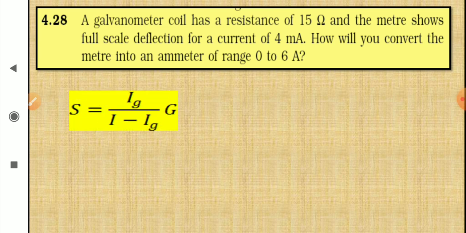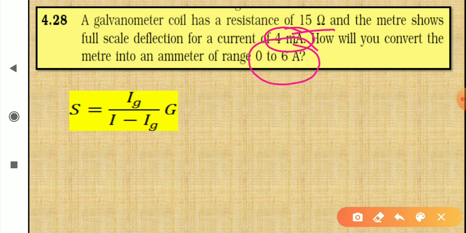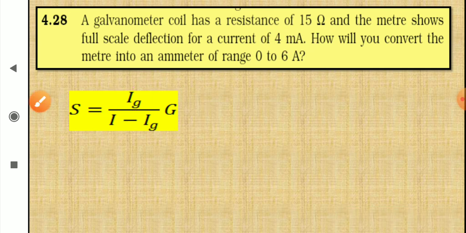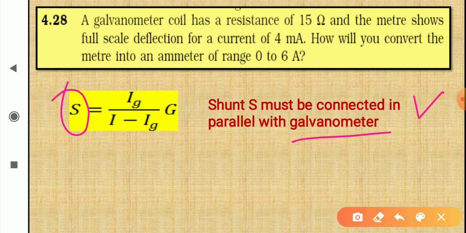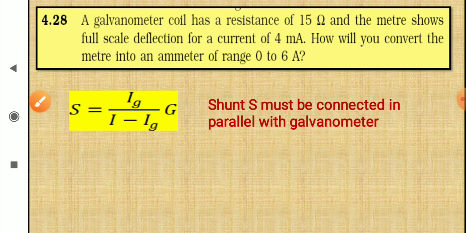A galvanometer has resistance of 15 ohm and the meter shows full deflection for 4 milliampere. How will you convert the meter to an ammeter of range 0 to 6 ampere? So आपको range I की value दी है 6. Ig is given to be 4 milliampere and G is given to be 15 ohm. And this shunt resistance is connected in parallel with the galvanometer.